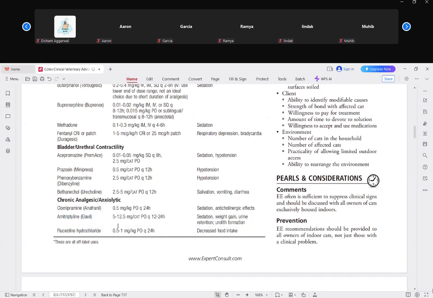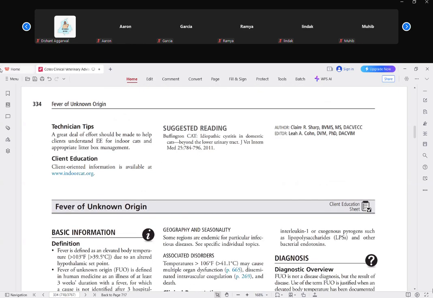Okay, but just remember, fluoxetine decreases the food intake, and amitriptyline can cause weight gain and then urolith formation in the animal. Okay, just remember this. So that is FLUTD.